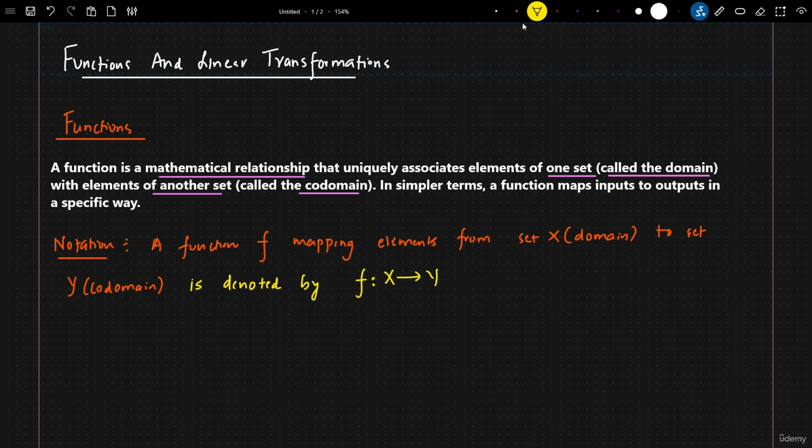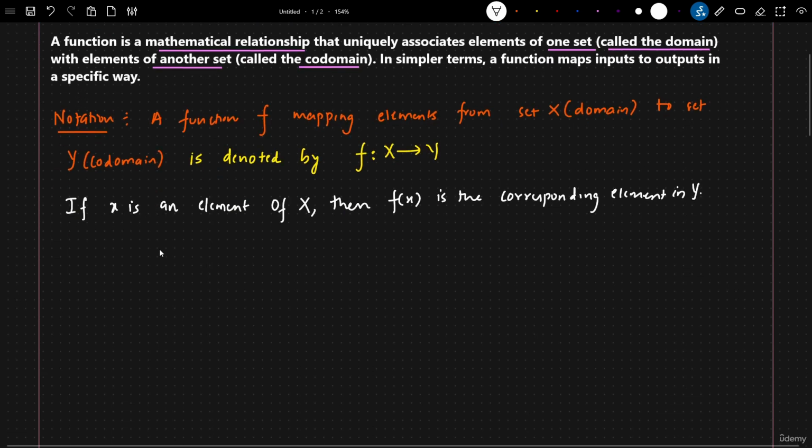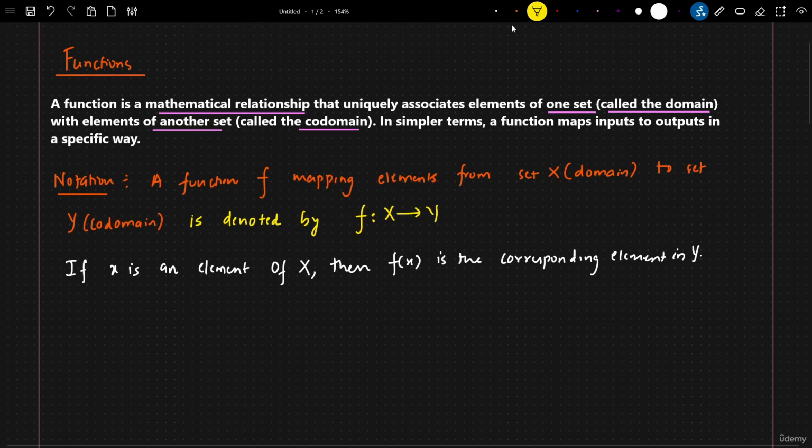If something is denoted like this, we can write: if x is an element of capital X, this is small x, it can be an element of this particular set, then f of x is the corresponding element in Y. Everything will make sense once I give you some examples.